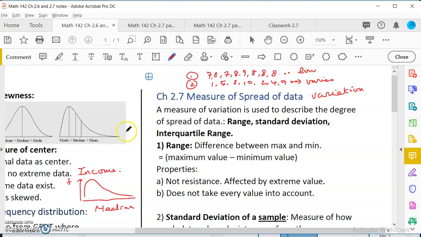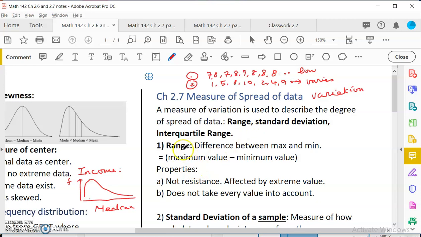So we want to measure, if we are given a set of data, not the value of it, like what the mean is, but the degree of variation. And there are three summaries that we can use. The first is called the range. The second is called the standard deviation. The third is the interquartile range.